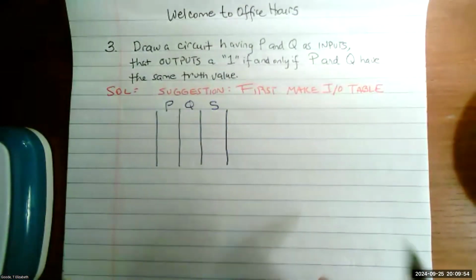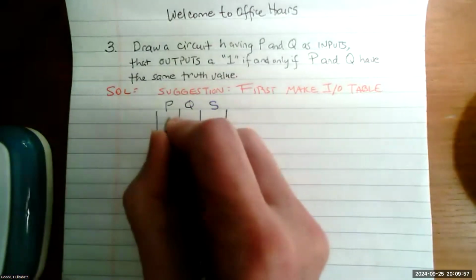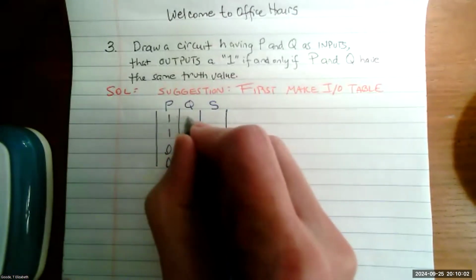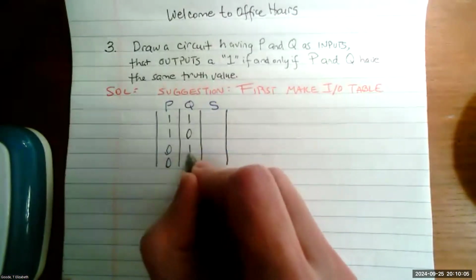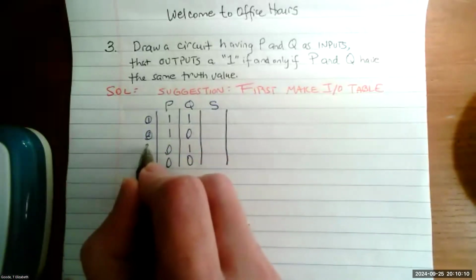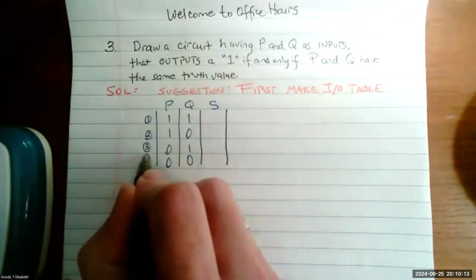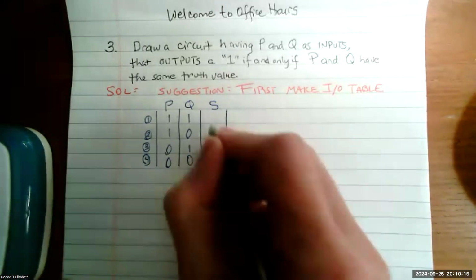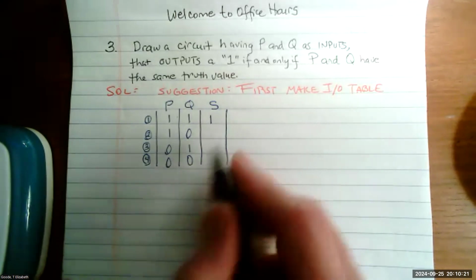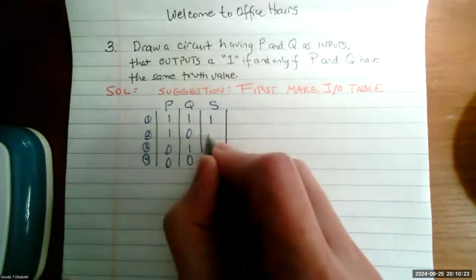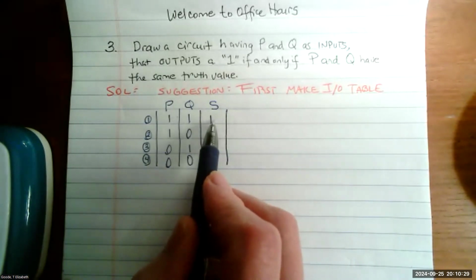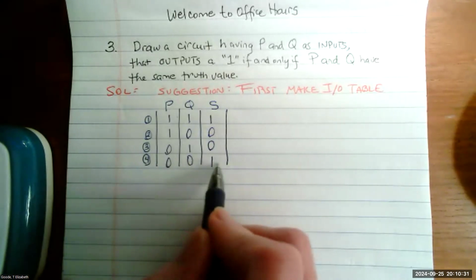It's 4 rows because we have 2 inputs, P and Q. Under P, we put 1, 1, 0, 0, like true, true, false, false. And under Q, we put 1, 0, 1, 0. So we have these 4 rows. In which rows should the output S equal 1? The first one, and the 4th one, right? Because either P and Q can both be 1, or P and Q could both be 0.